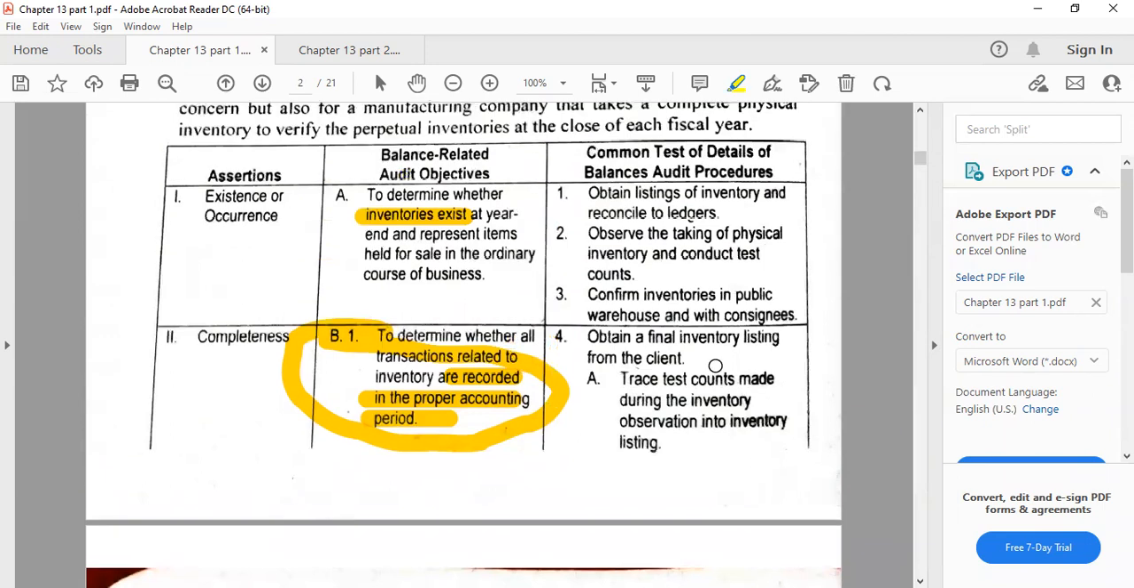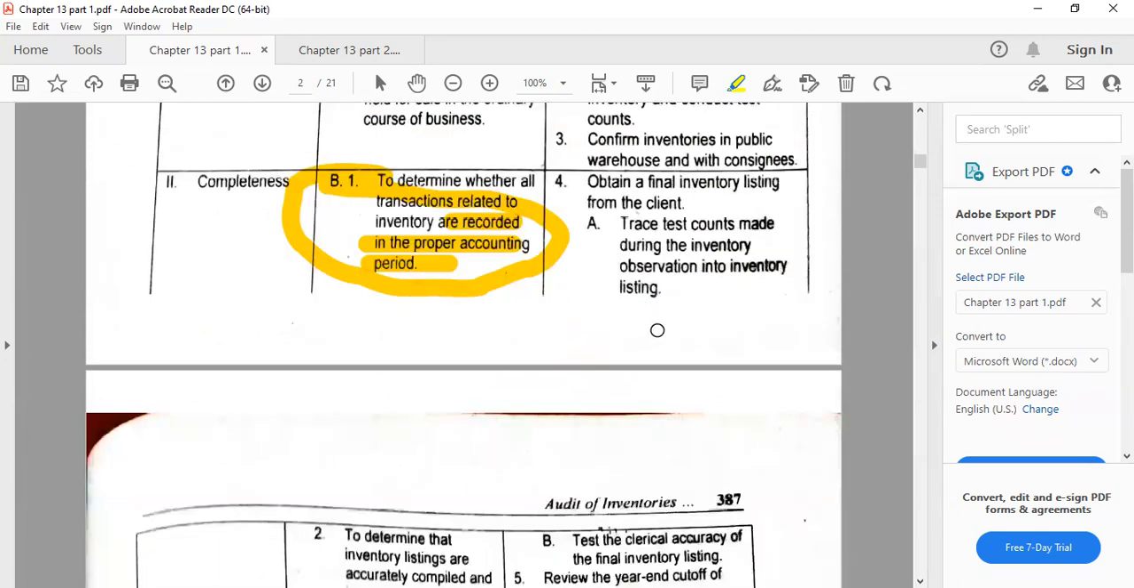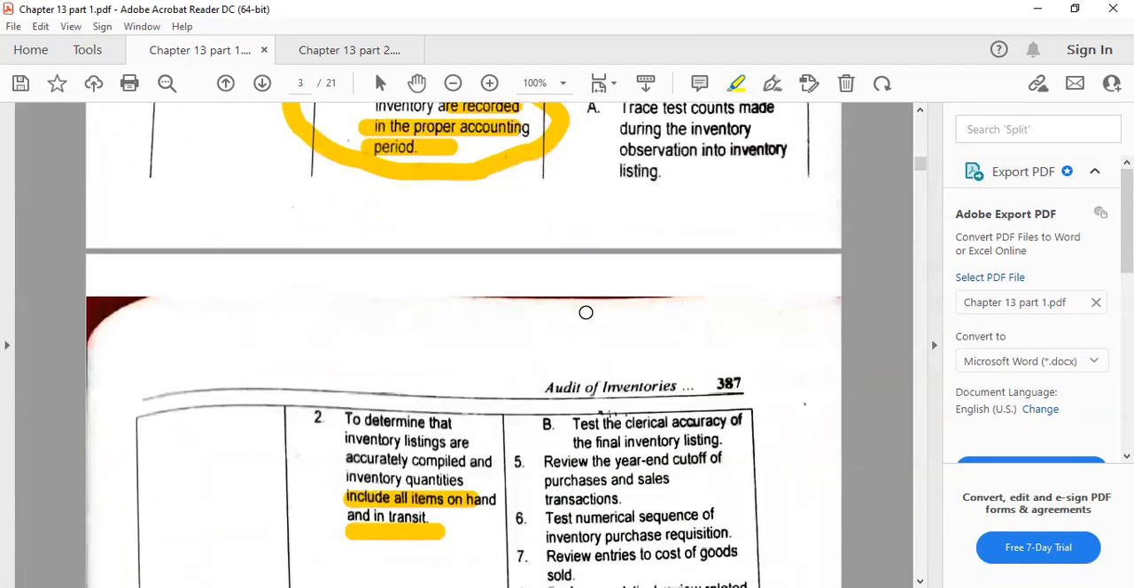So it is the reverse. For existence, you start from the record, then you check if it is really in the warehouse. For completeness, it is the opposite. You look at the warehouse, see the inventory there, and then check if it was listed in the records. So you start from what you found in the warehouse and trace it to the list. If it is not on the list, that means it is not complete. The list of our inventories is not complete.